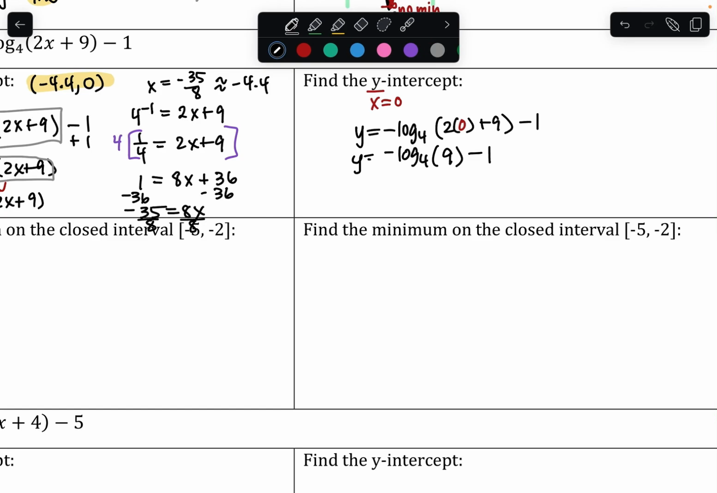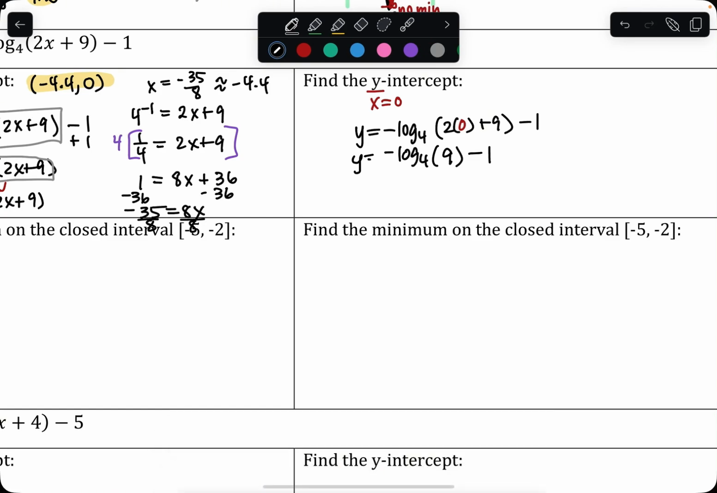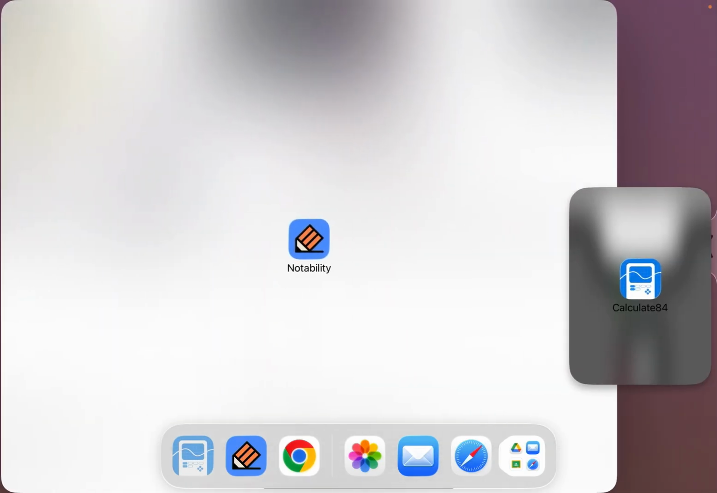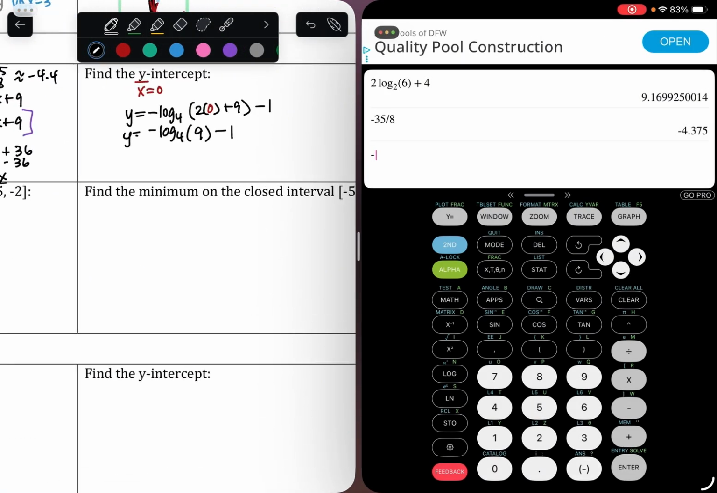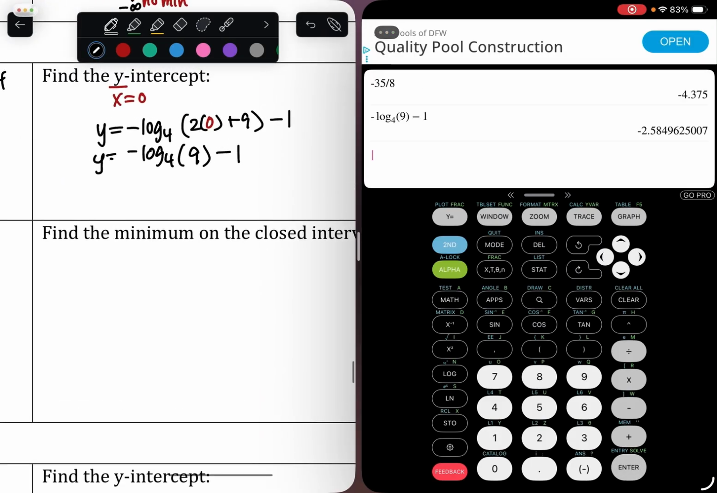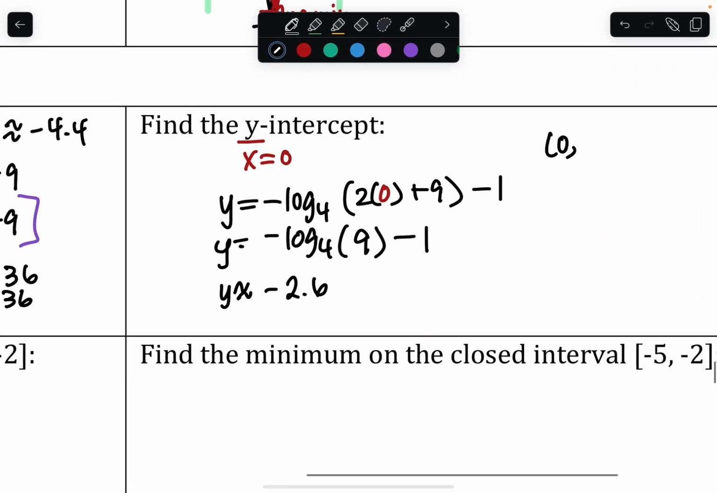And because 9 is not a power of 4, we need our calculator. Negative log base 4 of 9 minus 1. Okay, so that's about negative 2.6. And so 0 comma negative 2.6.